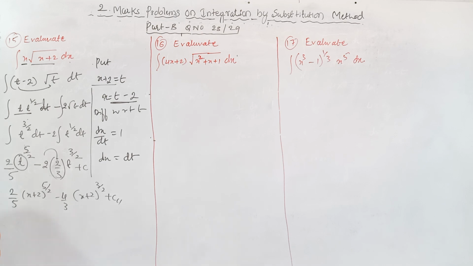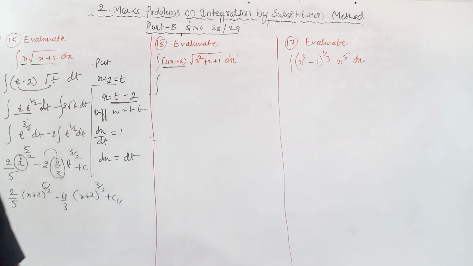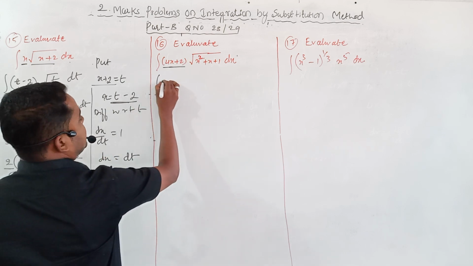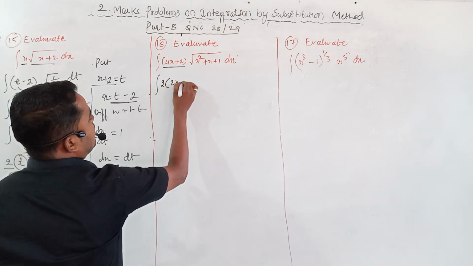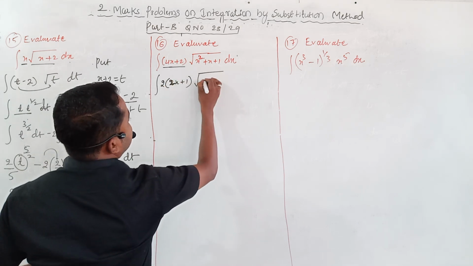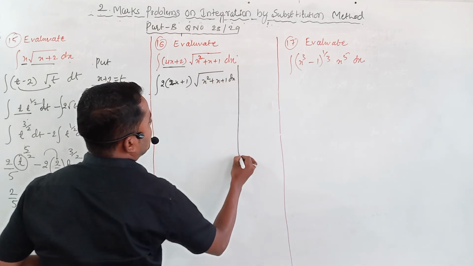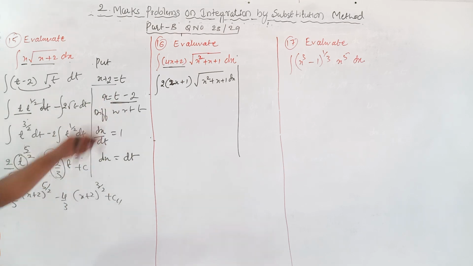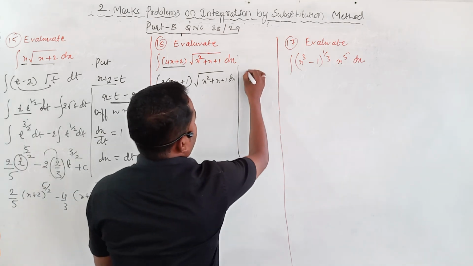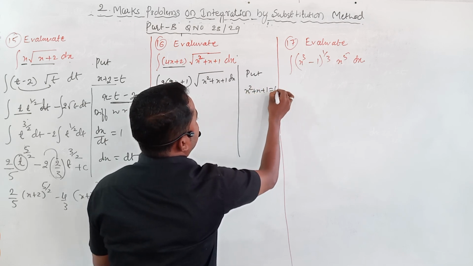Now the next one, question number 16. Here I am taking 2 common: in 4x plus 2, after taking 2 common, it is 2 times 2x plus 1, root of x square plus x plus 1 dx. Now put the substitution: x square plus x plus 1 is equal to t.